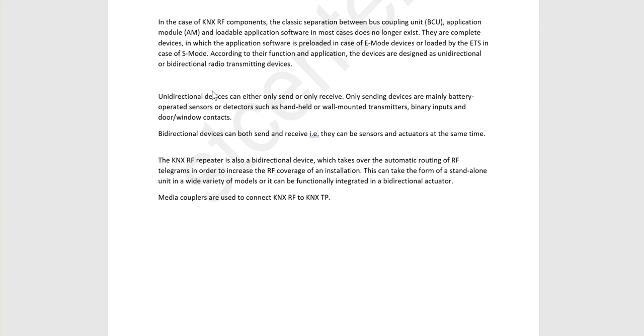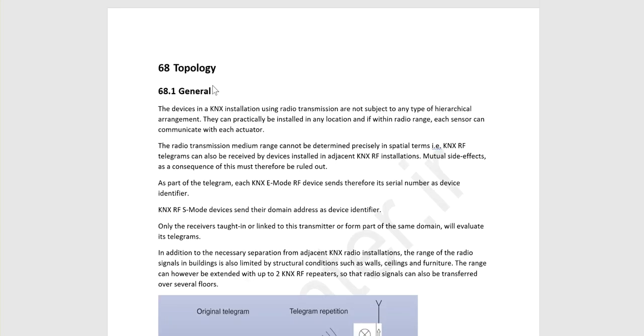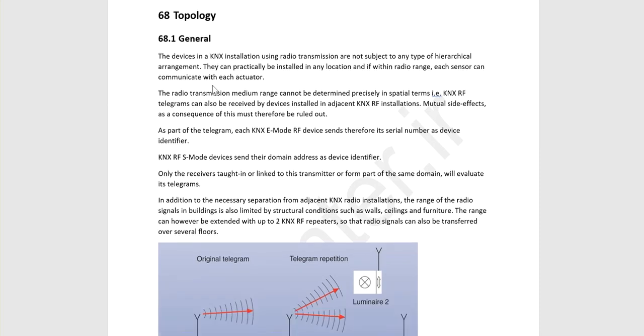Media couplers are used to connect KNX RF to TP. So it is interesting. To connect KNX TP to RF, you should use the coupler. The devices in a KNX installation using radio transmission are not subject to any type of hierarchical arrangement. They can practically be installed in any location, and if within radio range, each sensor can communicate with each actuator.